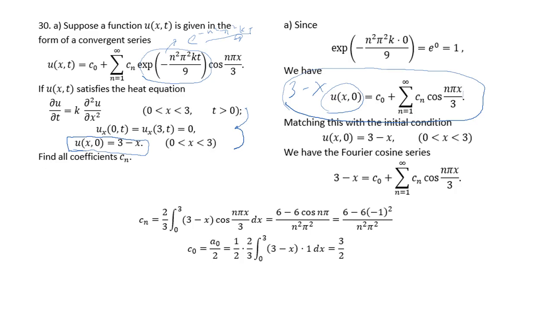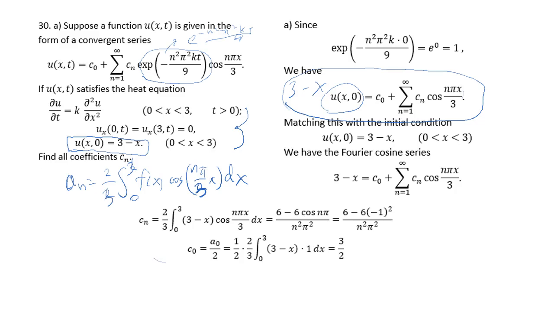You use the formula a_n = 2 over L, integral from 0 to L of f(x) cosine(n pi x over L) dx. That's the formula that you use for the Fourier cosine series. Now, what is our L? Well, if you compare this n pi x over 3 with this one, L is 3, right? This L is 3. So we set L as 3, and we compute a0 and an separately.